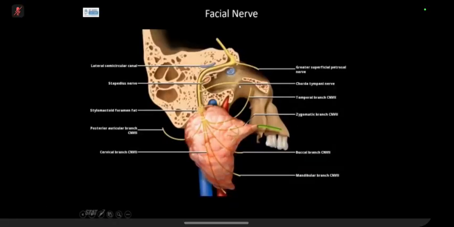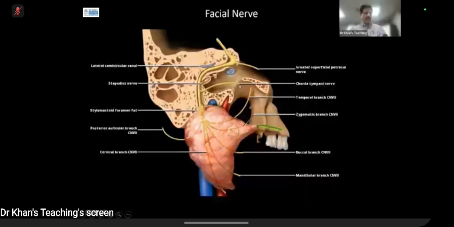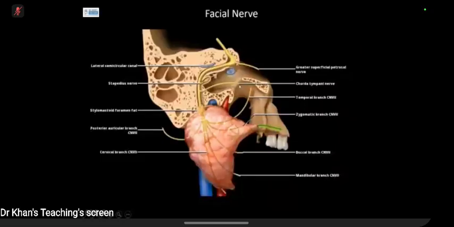So it's the tongue. Yeah, good. Posterior 2/3 of the tongue. Anterior. It supplies 2/3. Yes, sir, it supplies anterior 2/3 of the tongue.